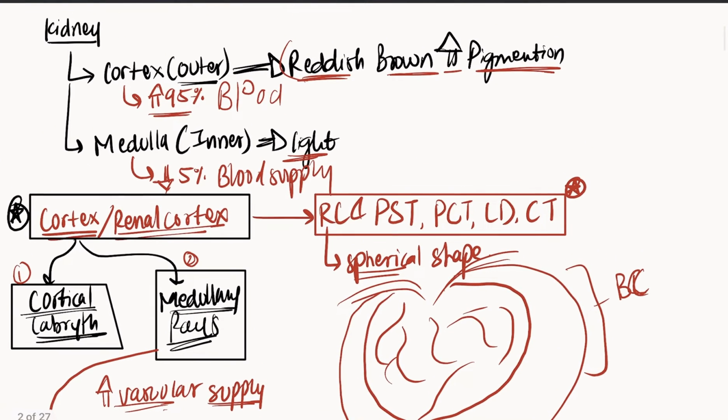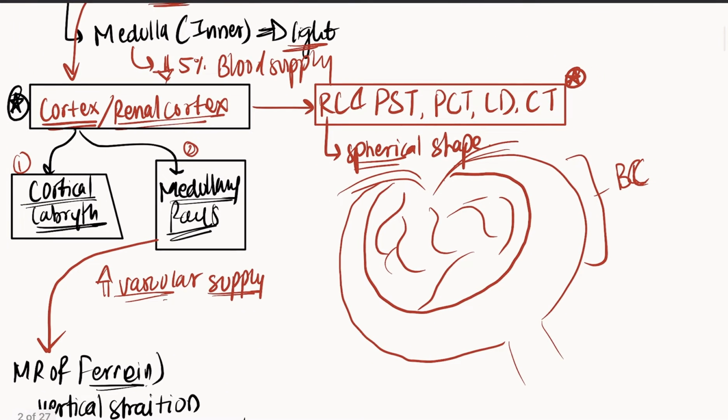We'll be discussing more about the cortex and renal medulla. The things present are renal corpuscles, proximal straight tubule, proximal collecting tubules, collecting ducts, and collecting tubules. The renal corpuscles are spherical in shape. The renal corpuscle altogether is present here, and there is the glomerulus here.